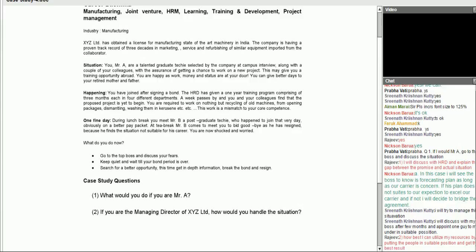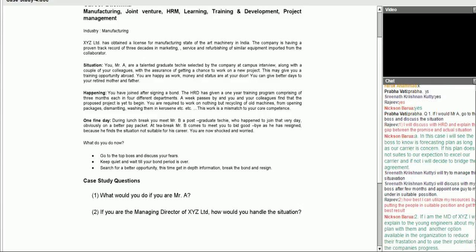Just come up with the answers, everybody. No, that is one of the good options, Rajiv, that you can best utilize your resources by putting them in suitable position. But in respect to this particular case, Mr. A has been promised certain things, but he has been allocated some job which is not matching his profile. In this case, what will you do as a managing director? That is the challenge. You have given the general answer that you can best utilize your resources by putting people in suitable positions. But in this particular case, what will you do?